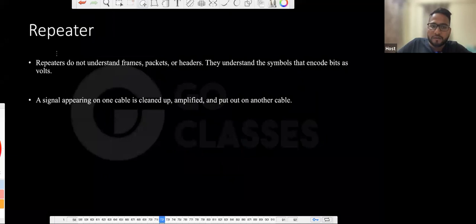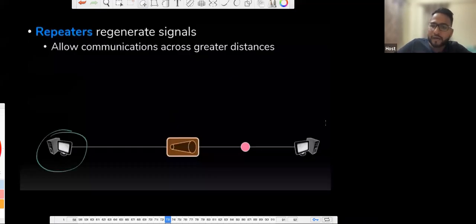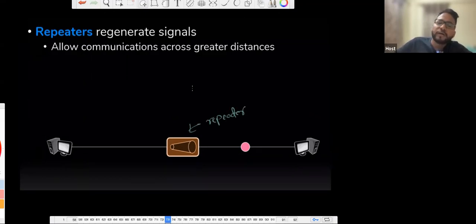Now, first is repeater. Okay. So repeater does not understand frames, packets, or headers. They understand the symbols that encode bits and volts. So they only understand the volts. A signal appearing on one cable is cleaned up, amplified, and put on the other cable. That's what this repeater does. So if two hosts are getting connected, let's suppose this is the repeater. It does only amplification, which means that if some signal is coming and it is getting weak here, then it will restore the signal.